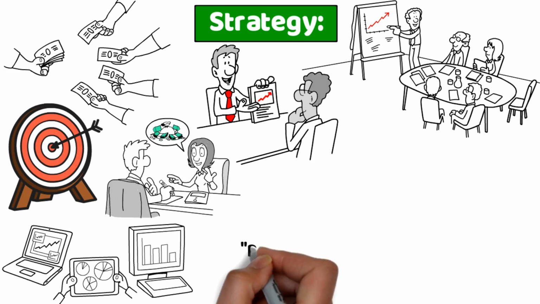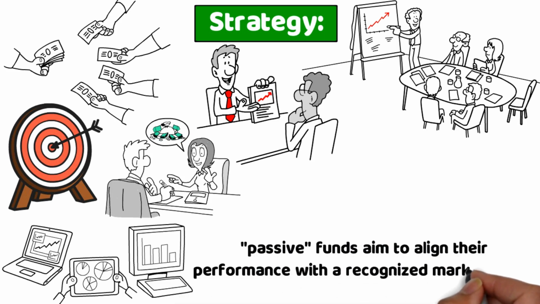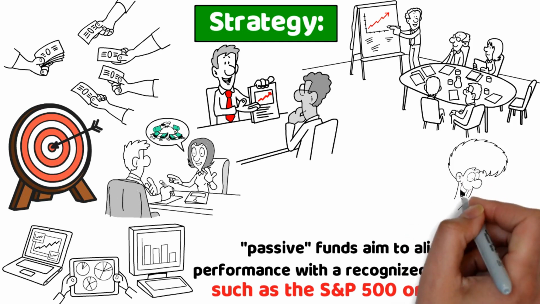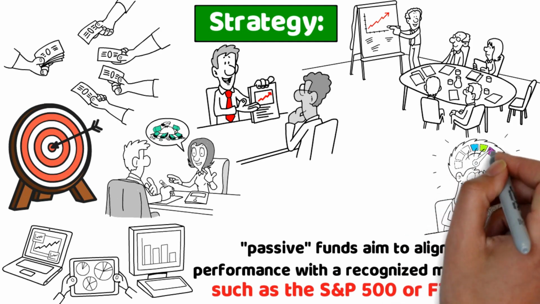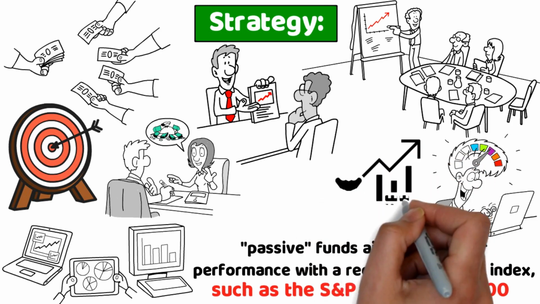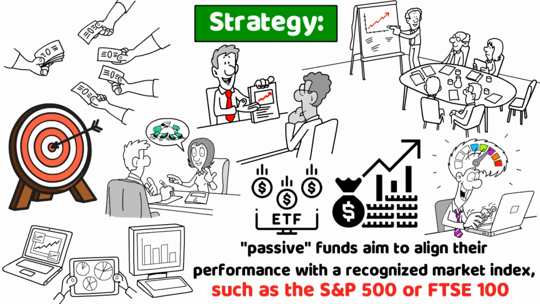In contrast, passive funds aim to align their performance with a recognized market index, such as the S&P 500 or FTSE 100. The degree to which a passive fund duplicates a certain index is a gauge of its performance. This group includes index funds and the vast majority of ETFs.